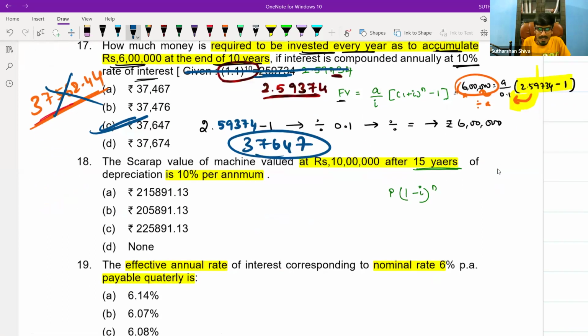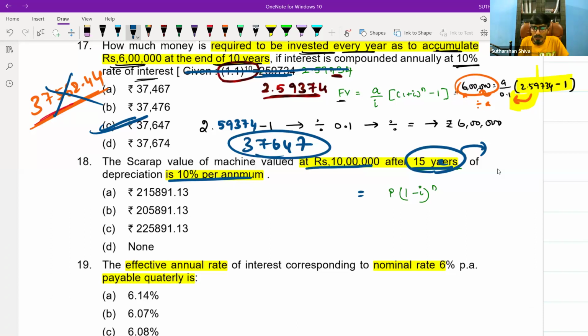Question number 18. The scrap value of the machinery is 10 lakh after 15 years. They are asking for the depreciation. Whenever the depreciation problem is for 3 years, 2 years, 5 years, you can simply do it in a calculator by taking the value 10 lakh minus 10%, minus 10%, minus 10%. But when it's for 15 years, 30 years, 40 years, this is not possible, it is time consuming. So directly go with the formula.